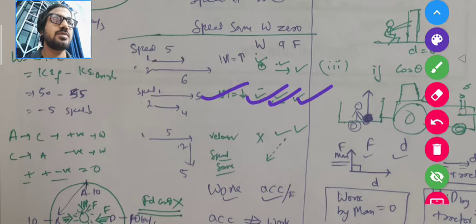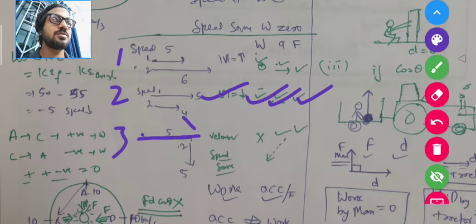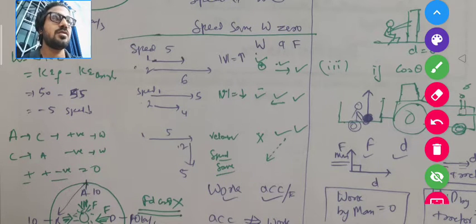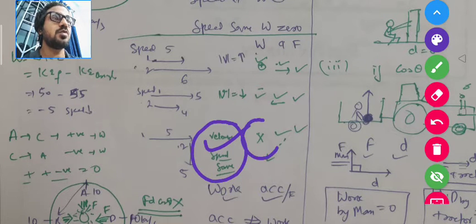And now in the third case, it is going at 5 kilometers per hour in this direction, and then a sharp turn in this direction, maintaining the speed of 5. Here what is happening, the speed is the same. Remember, the same speed will not do any kind of work, so there is no work.